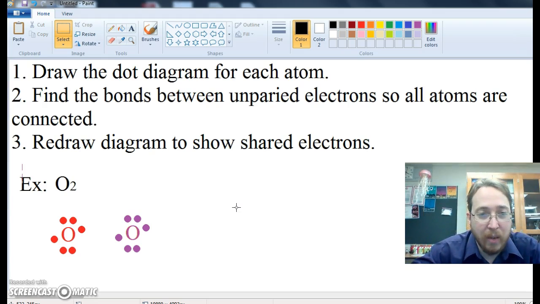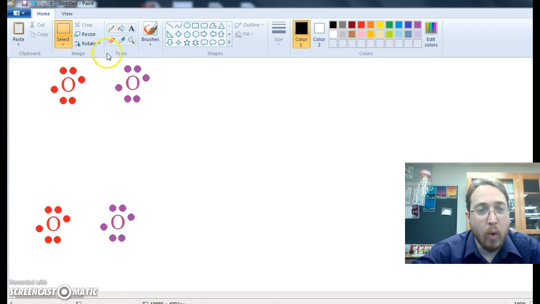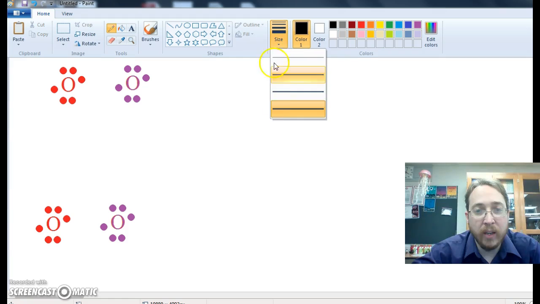We start the exact same way. We draw the dot diagram for each atom. And O2, a diatomic molecule, oxygen, is an example of this. So we have these 2 different oxygens here. We find the bonds between the unpaired electrons so all atoms are connected. So what does that look like? We'll do that again here.